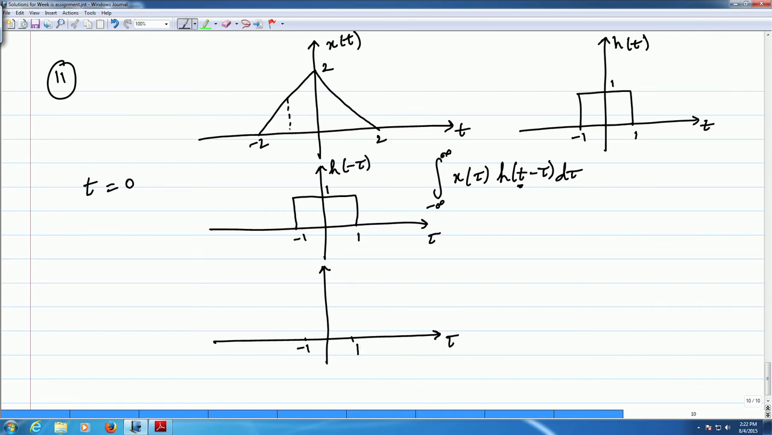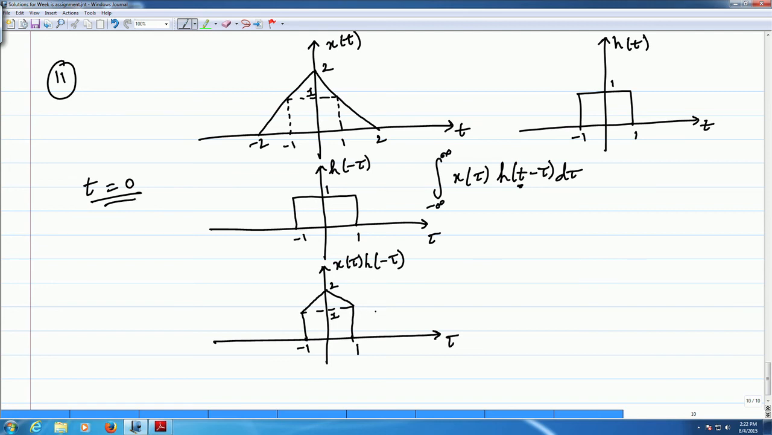So, it is good to see what value x would have at minus 1 and 1, and you can clearly see from the slope that this height would be 1. So, when you multiply these two, you go up to 1 and then you rise up to 2 like that, and you get this. This is 1, this is 2, and this is x of tau h of minus tau. Okay, this is for t equal to 0. So, this is what I want.